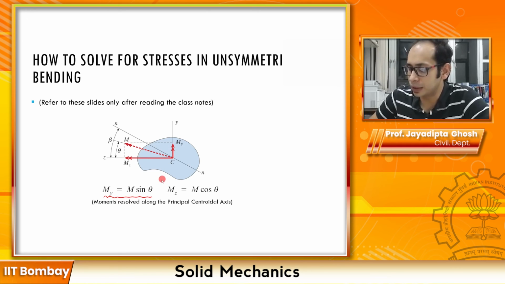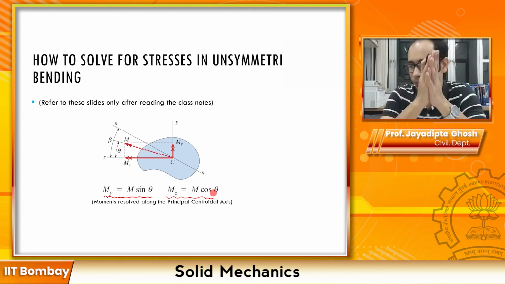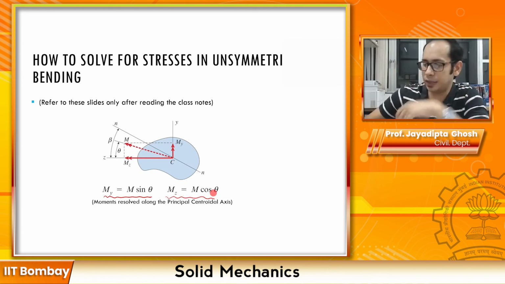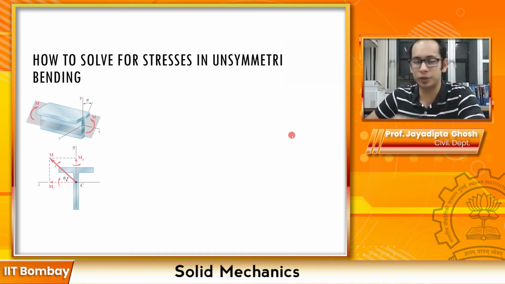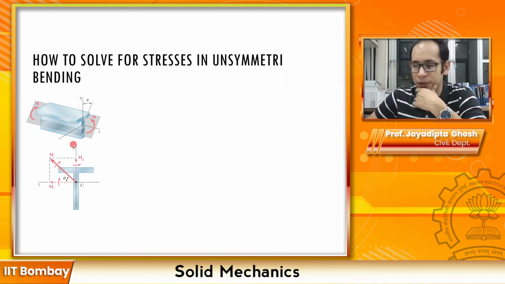So if this is theta, this is m sine theta, and the other one is m cosine theta over here. Now with these I have resolved the moments, right? Now let's see how the section maybe looks like. So suppose if I give you a general section, this is what it is. Suppose it's a prismatic section.